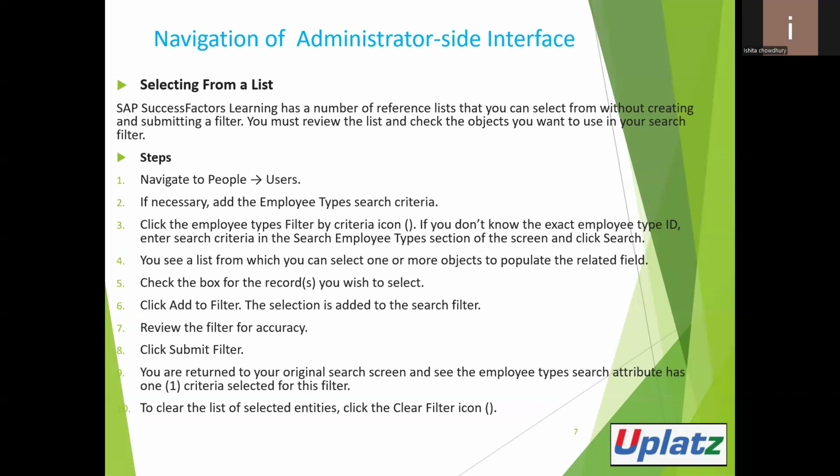The next one is selecting from a list. SAP SuccessFactors Learning has a number of reference lists that you can select from without creating and submitting a filter. You must review the list and check the objects you want to use in your search filter. Steps are navigate to people, users, if necessary, add the employee type search criteria. What happens is SAP SuccessFactors Learning has a number of reference lists that you can select from without creating and submitting a filter. You must review the list and check the object you want to use in your search filter.